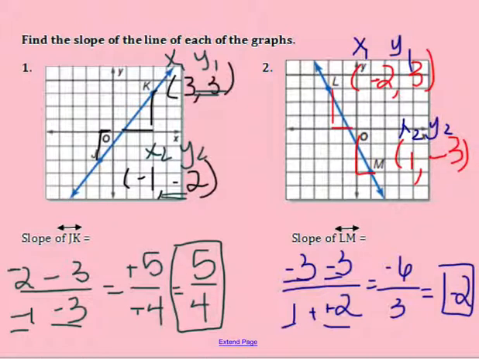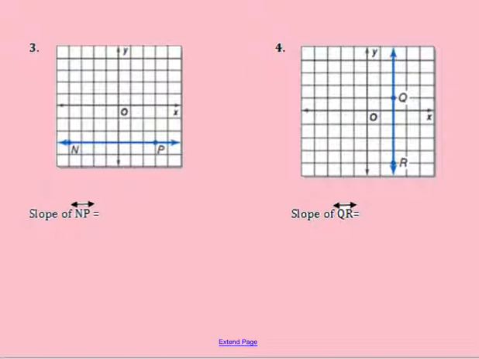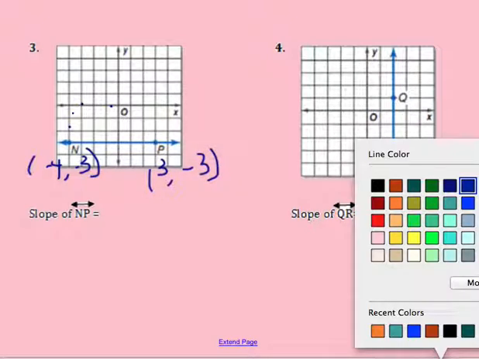Okay, let's keep going. So let's take a look at the back side of that paper. So for number 3, we want to calculate the slope between those two lines. We have 1, 2, 3, 4. So we're going left 4, and then we're going down 1, 2, 3, down 3. So that's the coordinate points of point N. So for point P, we're going right 3, and then down 3.